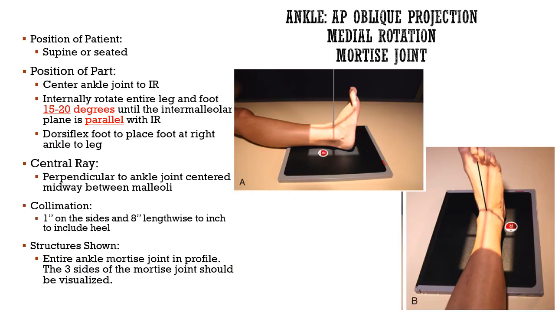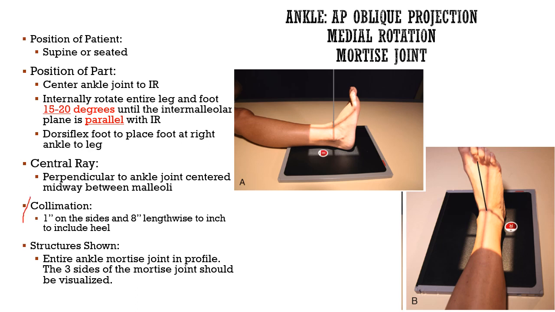AP oblique projection, medial rotation, Mortise joint. So this is an oblique projection with the medial rotation of 15 to 20 degrees. And we're going to internally rotate the foot until the intermalleolar plane is parallel with the image receptor. We must again dorsiflex the foot to place it at a right angle to the leg, and we're going to center midway between the malleoli.